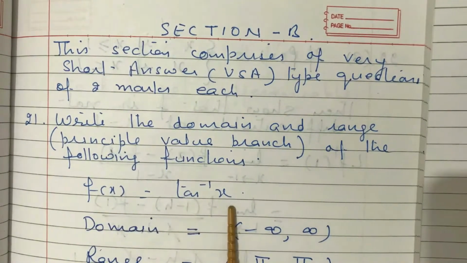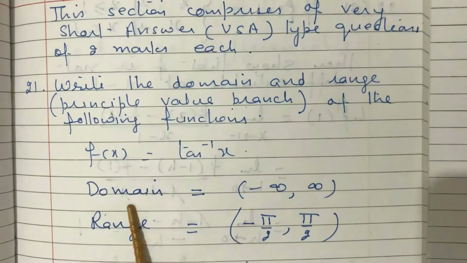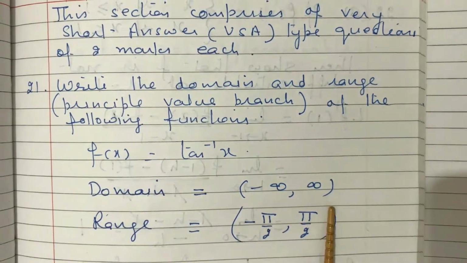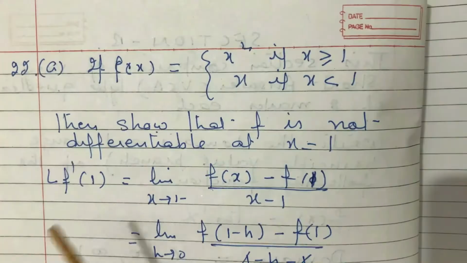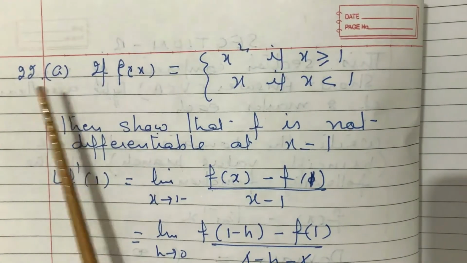f(x) is tan inverse x. Now its domain is minus infinity to infinity, and its range is minus pi by 2 to pi by 2. Now 22nd question, A part.